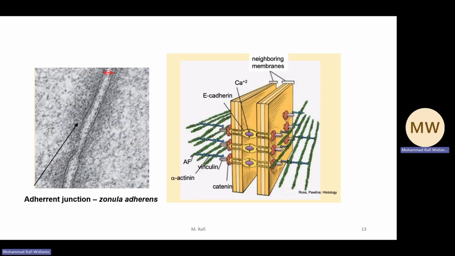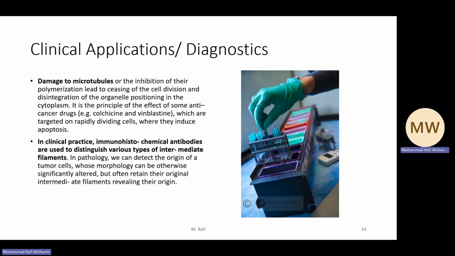Here we see how actin is also playing a part in zonular adherence, but it's also having other proteins like alpha-actinin, E-cadherin, and calcium, which you will learn more about in the next question.